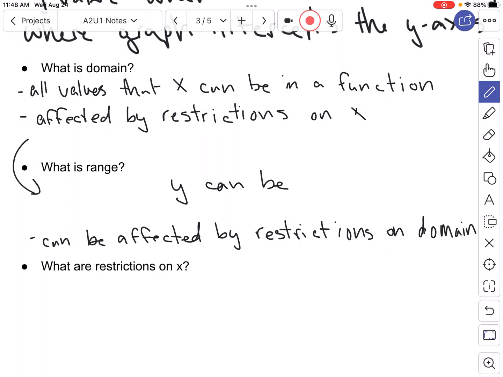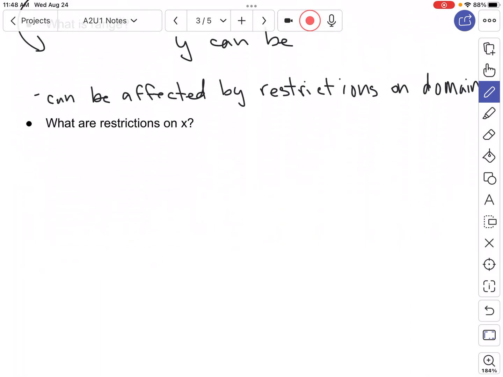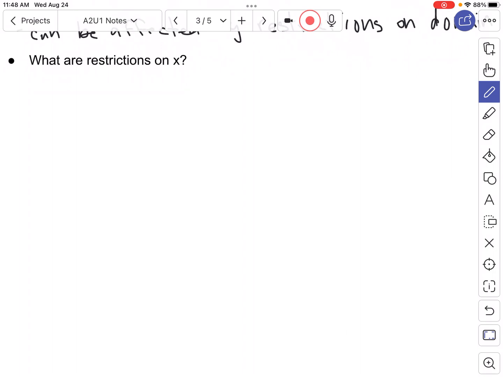So for instance, if your function is a function of time, then one of the restrictions on x would be that x can't be negative, since you can't have negative time. And if x can't be negative, then you can't have any of the y values that would be a result of x being negative. So the range can be affected by that. So let's talk about restrictions on x. There are three main restrictions on x that we're going to cover in this class.